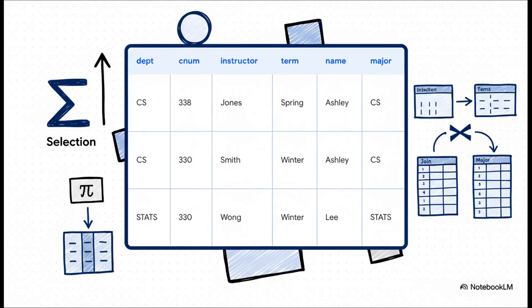And look at this beautiful result. By joining our course and TA tables on that common department column, we get this. A clean, meaningful table that makes perfect sense. We can see exactly which TA is associated with which course in their own department. This is the operation that really ties a whole relational database together.